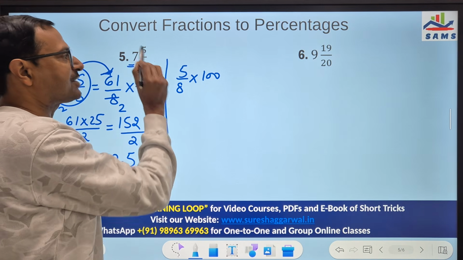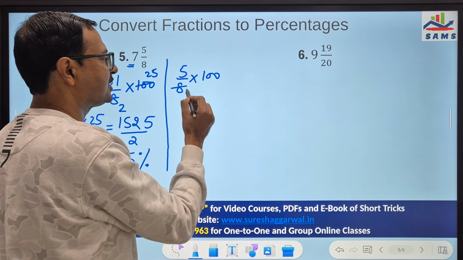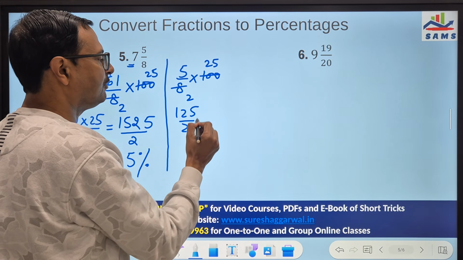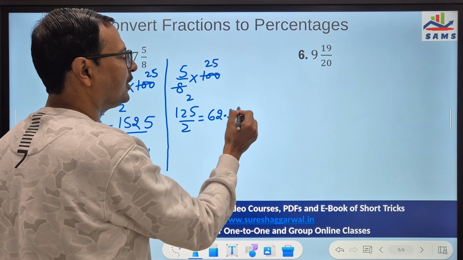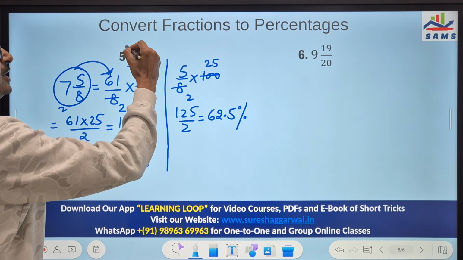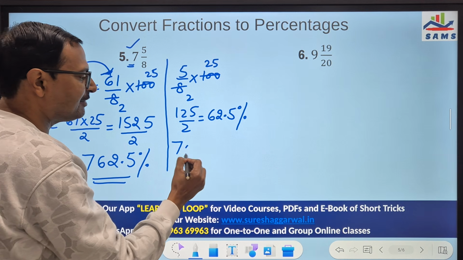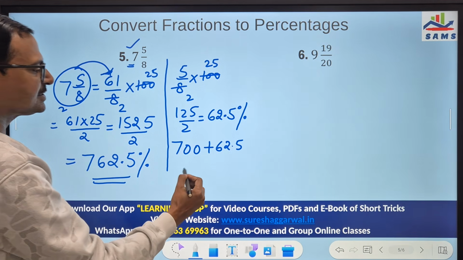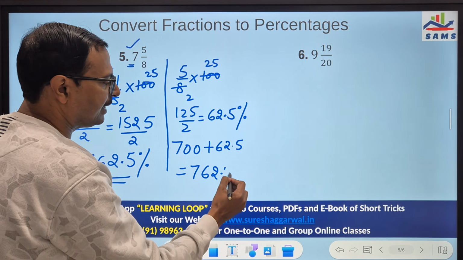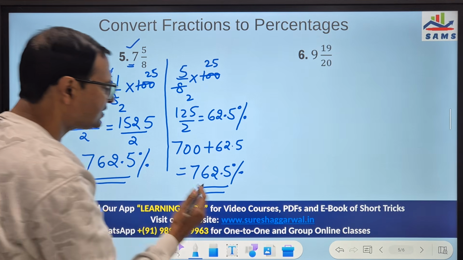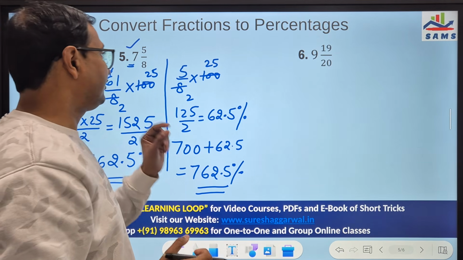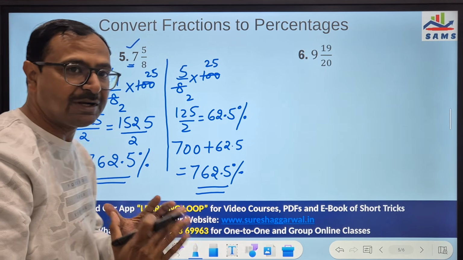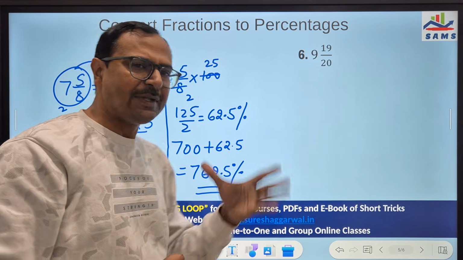Now, if I don't want to convert this to an improper fraction and then solve it, I will just take the fractional part and then convert this first. 4 2s are 8, 4 25 times. So this is 125 by 2, which is 62.5%, and all I have to do is to add it to the whole number part, like 7 means 700 plus 62.5, which gives me the same answer, 762.5% as the answer. See, both ways it works, and if the improper fraction which you obtain is big, then this process can become little tough. So do it this way, the proper fraction way.